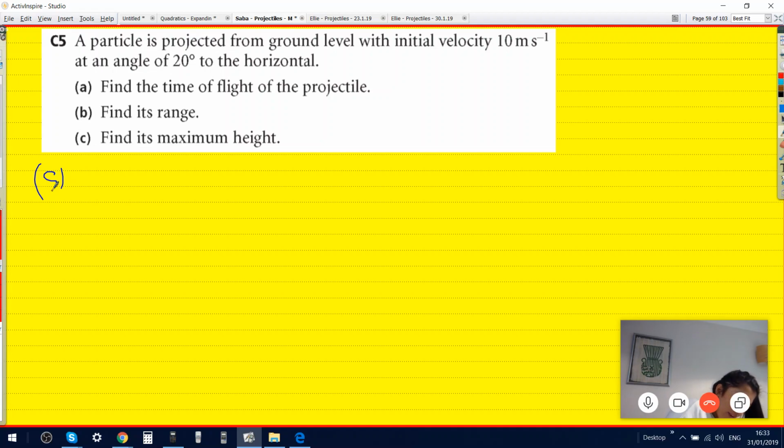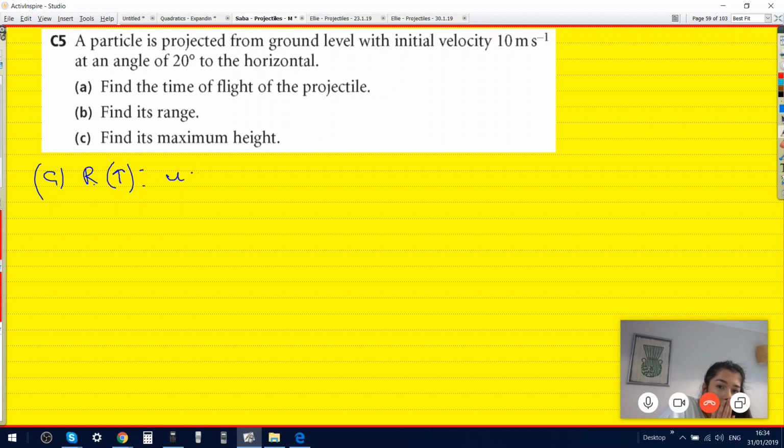Oh no, other way round. Why didn't you stop me? Because I'm such a good teacher. 10 cos 20, 10 sine 20, y would equal 10 sine 20 t minus 4.9 t squared.